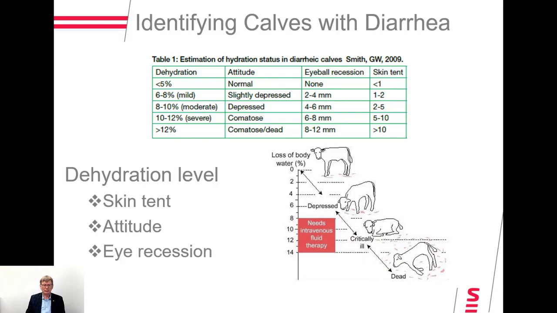The skin tinting is something I don't see done a lot, but I felt always that it was a really good tool. You pick up a little piece of skin on the side, on the neck, and lift it up and then count how long it takes for the skin to be back to normal. And to give you an example, when the attitude of the calf is depressed, the eyeball is in about half a centimeter, and it takes between 2 and 5 seconds for the skin to be flat and normal again, then we're looking at a calf that needs intravenous fluid therapy.